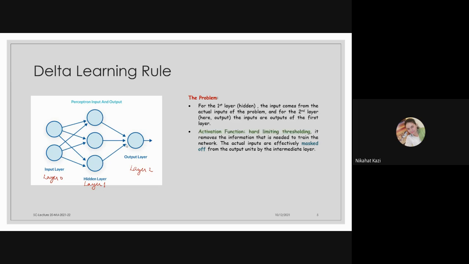The problem with this is that the activation function which the perceptron uses is a hard limiting activation function, which just thresholds the net value to some value, either 1 or 0, right? It removes the information which is needed to train the network. Because of this, it is effectively just masking the inputs from the output layer.